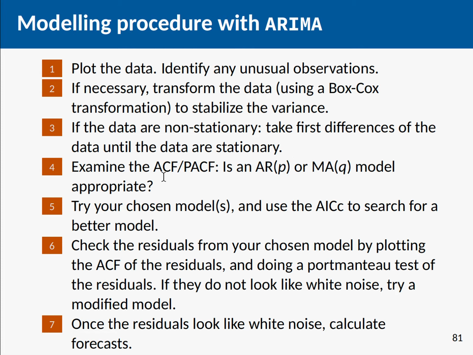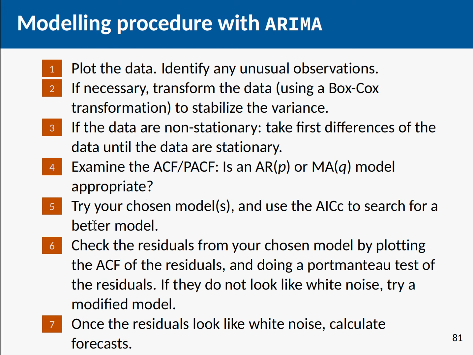You want to take a look at the autocorrelation functions in the next step and the partial autocorrelation functions and try to think about or come up with AR models or MA models that seem appropriate, so the number of lags for each of these components that you see fit. Once you have those, you will try your chosen models. I'm assuming there would be many, maybe 6 to 10 models, and use the AICC criteria to search for a better model. So every time you estimate a model, you want to note down the AICC and then find a model that beats another model with a lower AICC.